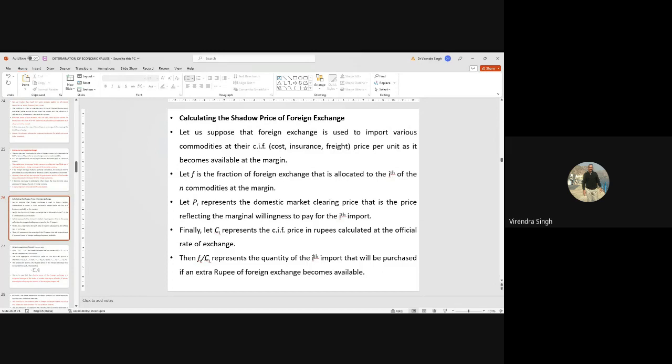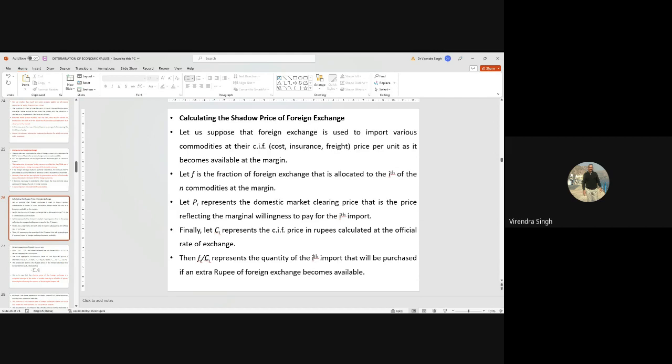I have a certain exercise, or example, actually. Let us suppose that foreign exchange is used to import various commodities at their CIF (cost, insurance, and freight) price per unit as it becomes available at the margin. Let Fi be the fraction of foreign exchange that is allocated to the ith of the n commodities at the margin. Since numerous commodities are imported using this foreign exchange, this fraction of foreign currency is being used on the commodity bought for this project purpose.